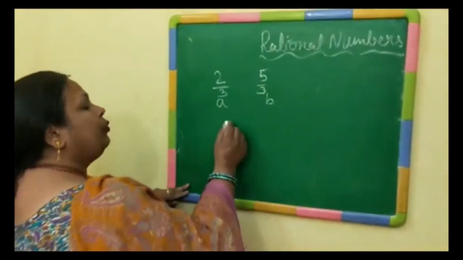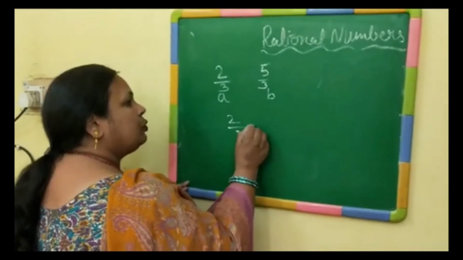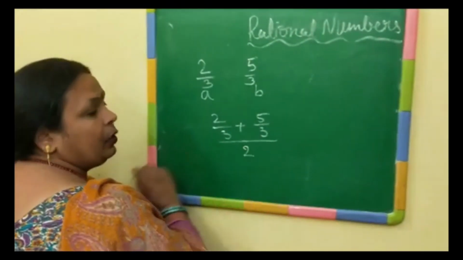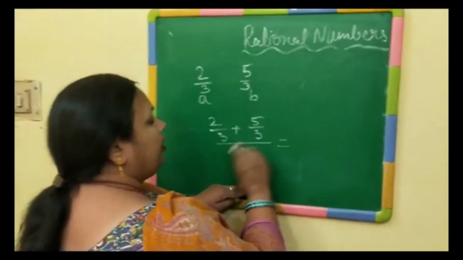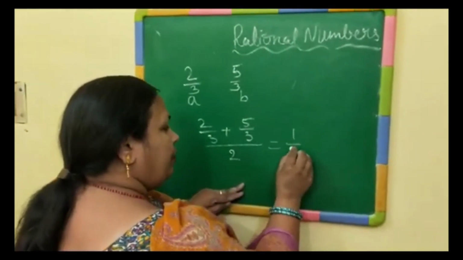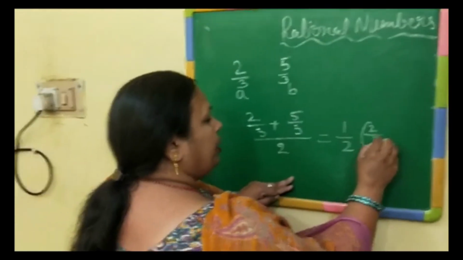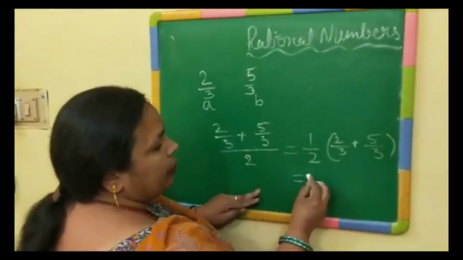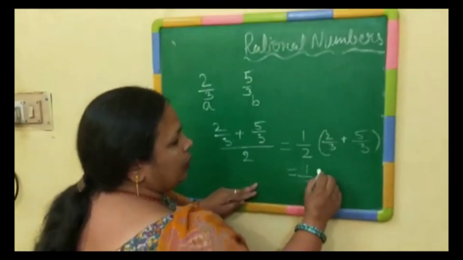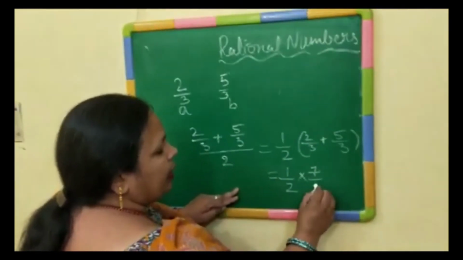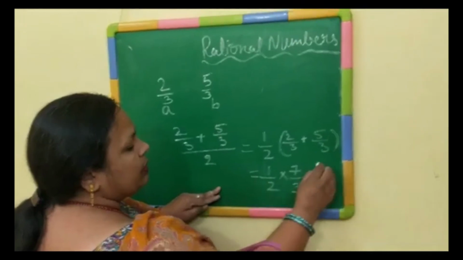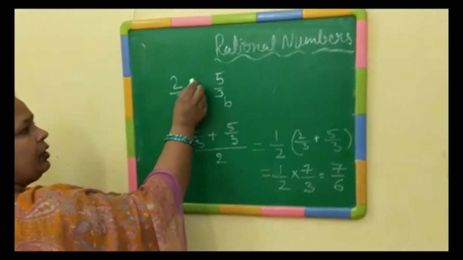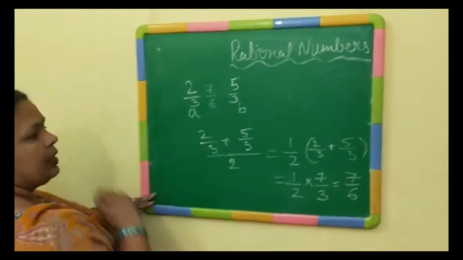What we will do is add these 2 numbers and divide by 2. This is nothing but half of 2 by 3 plus 5 by 3, which gives you 1 by 2 into 7 by 3. That means 7 by 6. That means one number between these two is 7 by 6.